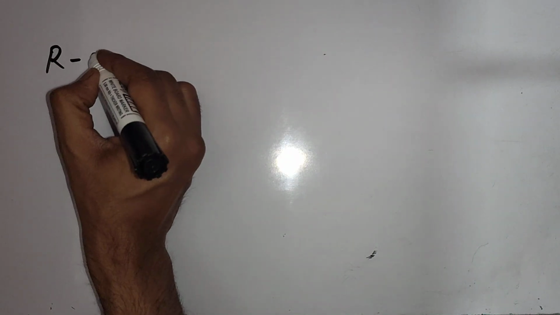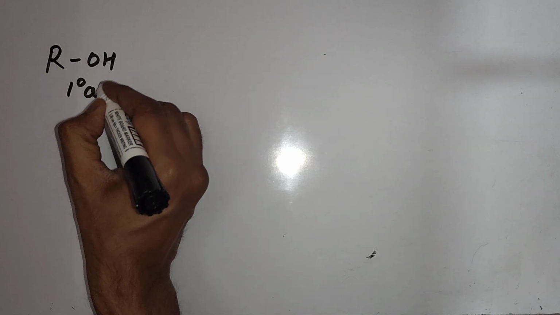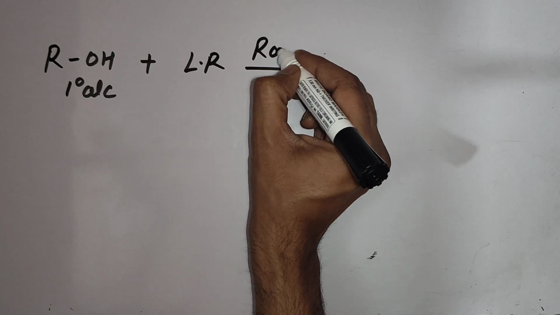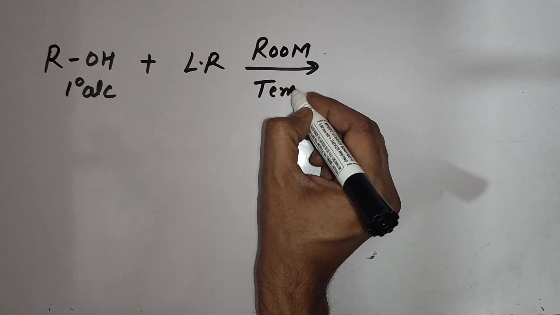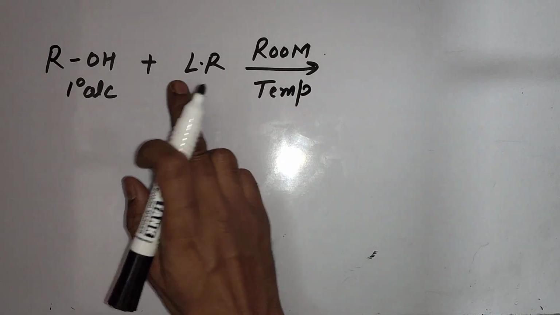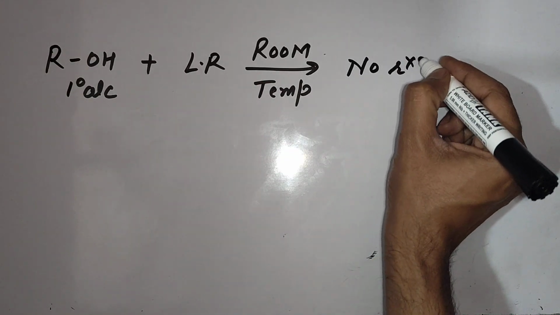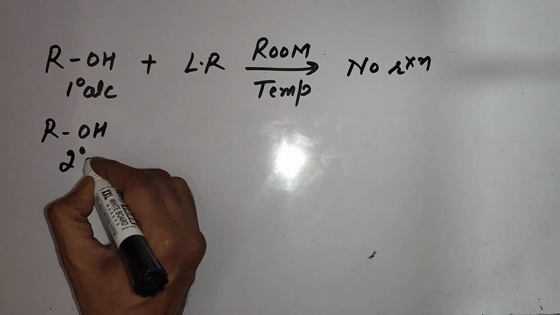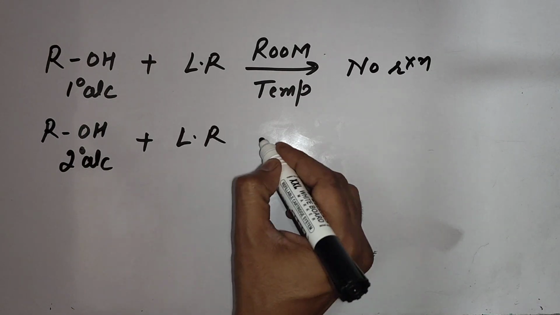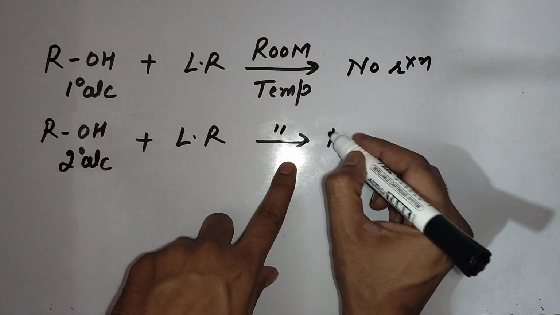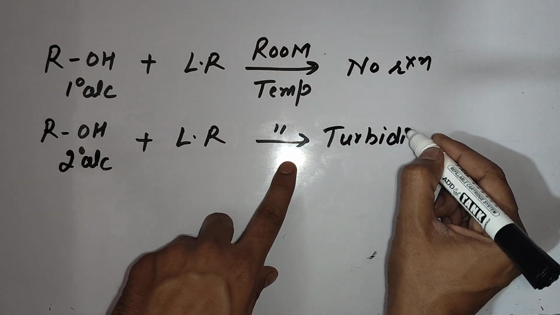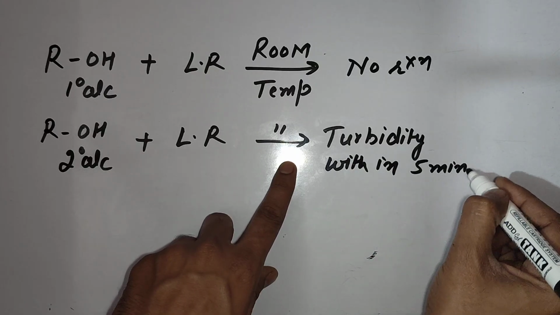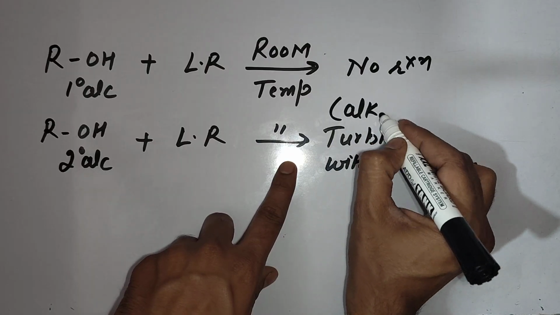If we are using 1 degree alcohol with Lucas reagent, at room temperature you need to perform these experiments. At room temperature, 1 degree alcohol, there will be no reaction. 2 degree alcohol with Lucas reagent at room temperature will create turbidity within 5 minutes. Turbidity means alkyl chlorides will be generated.